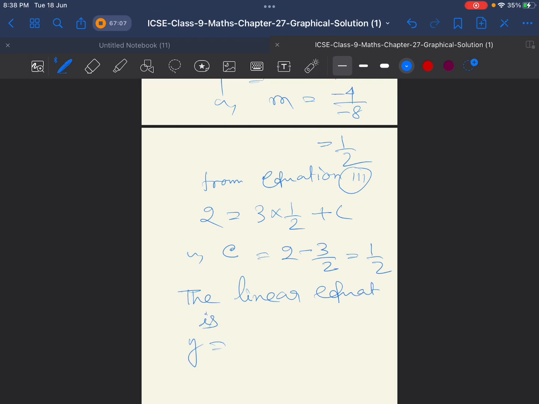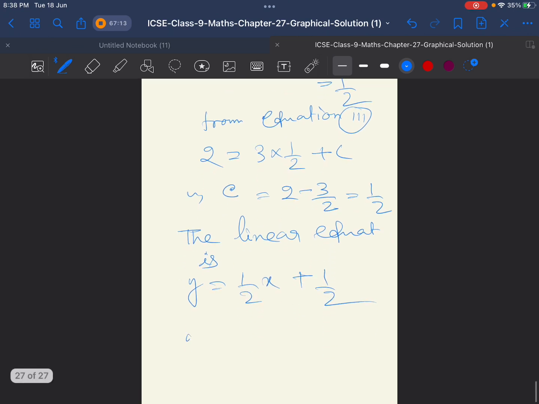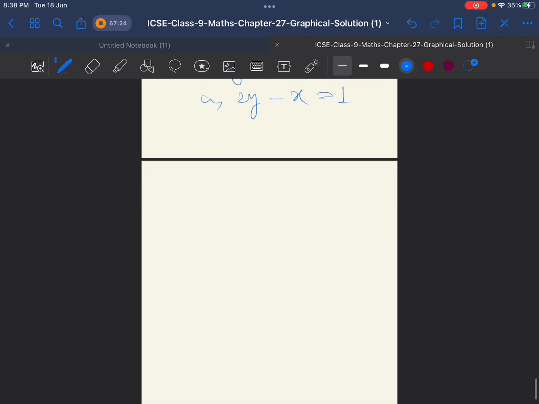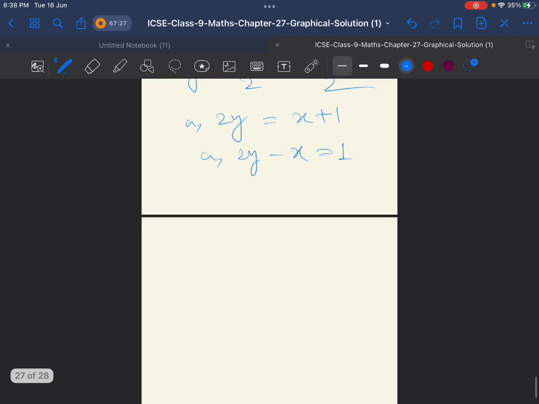So the linear equation is y equals 1 by 2 x plus 1 by 2, or 2y equals x plus 1, or 2y minus x equals 1. This is the linear equation. Now we have to find the values of a and b.